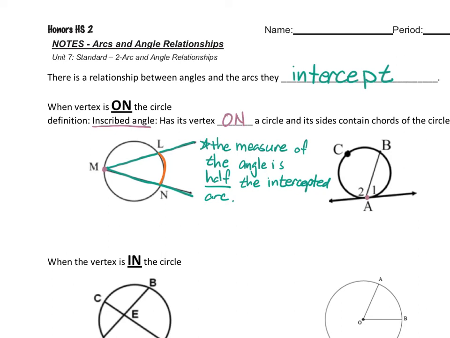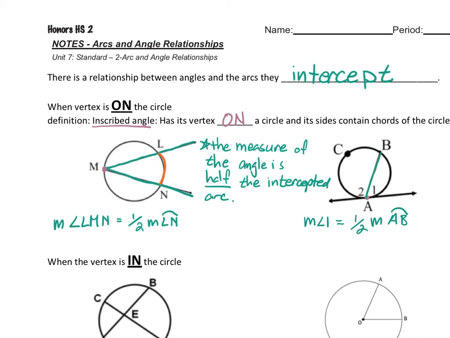So for this circle on the left, we have the measure of angle LMN equals 1/2 the measure of arc LN. Now, while these angles on the right are not inscribed angles, they still follow the same rule. So let's go ahead and write these formulas out as they would pertain to this drawing here. So in this case, the measure of angle 1 would equal 1/2 the measure of arc AB.